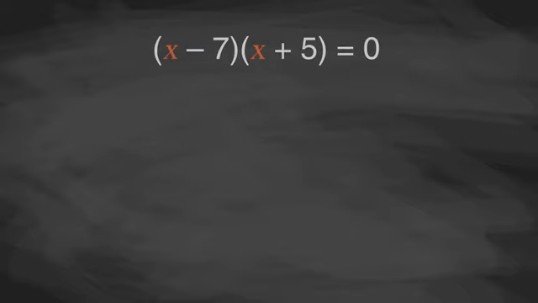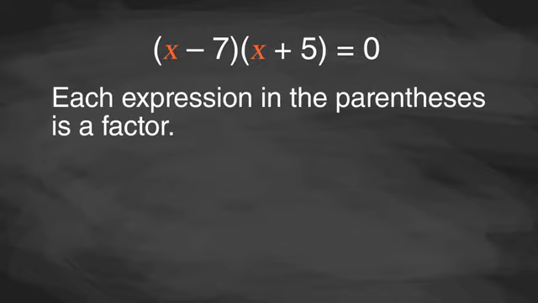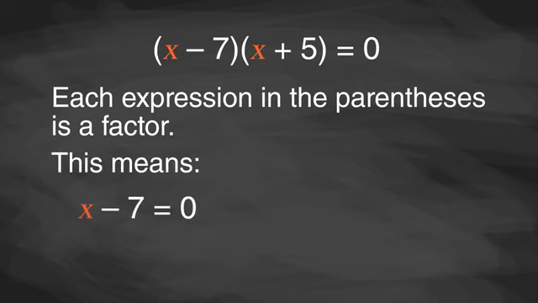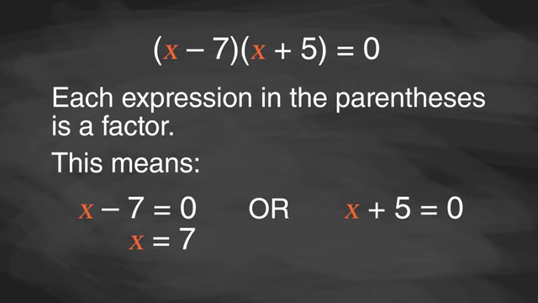Let's start with a quick reminder about using the zero product property with factors to find solutions. Let's set the factored form of quantity x minus 7 times the quantity x plus 5 to 0. Each expression in the parentheses is a factor. This means that x minus 7 equals 0, or x plus 5 equals 0. If we solve each of these for x, we get two possible solutions, either x is equal to 7 or x is equal to negative 5.